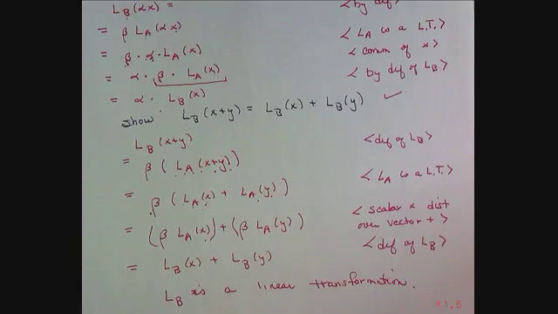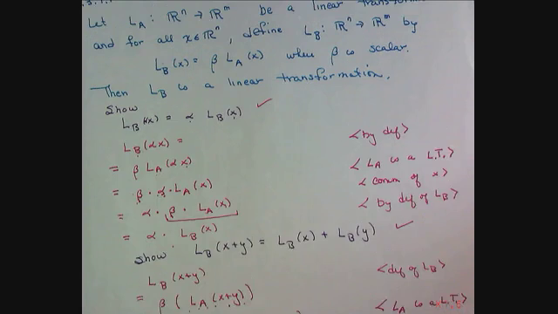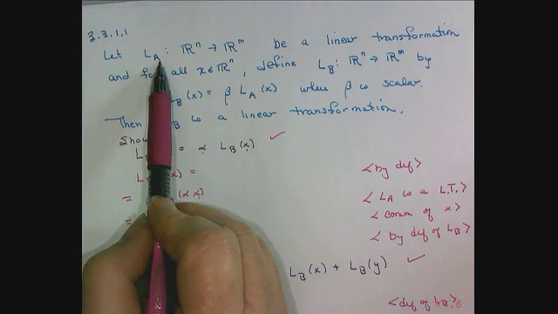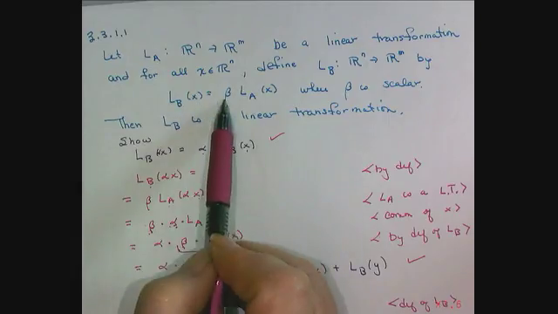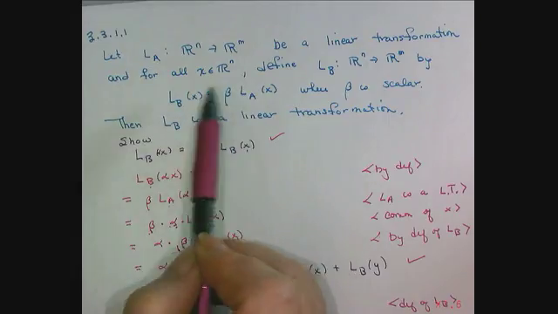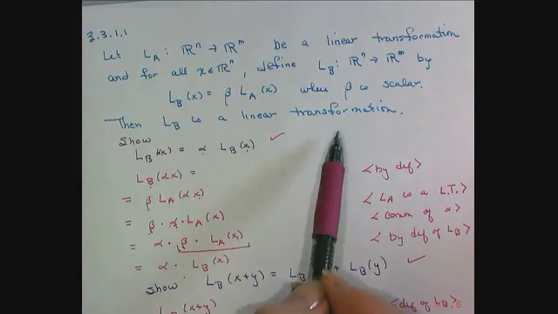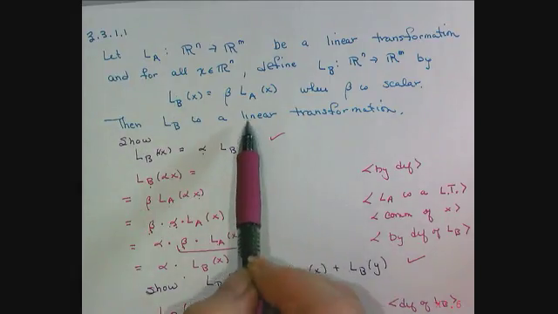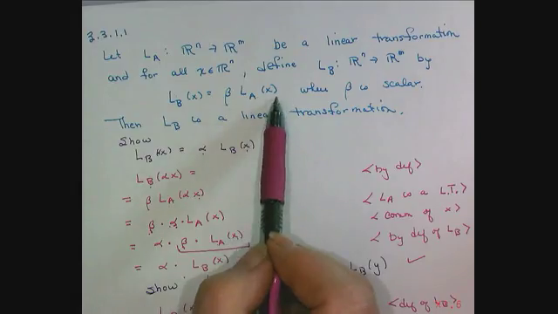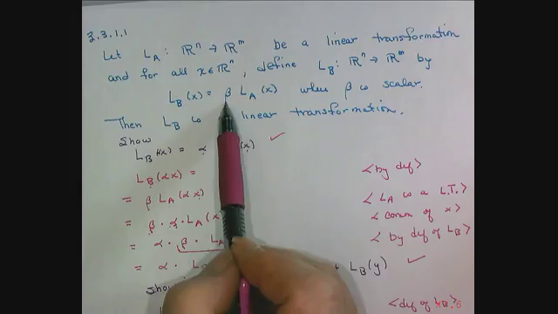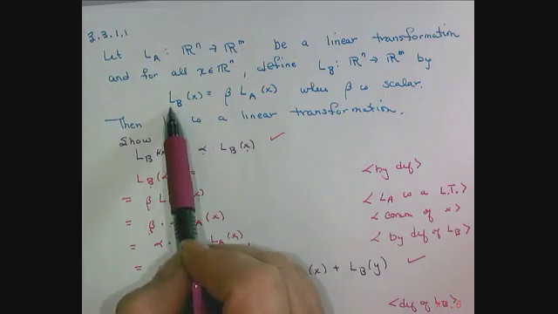We're done. So it's always the case that if L sub A is a linear transformation and L sub B is just a scalar times a linear transformation, then L sub B itself is a linear transformation. So in other words, in English, if you take a linear transformation and you multiply it by a scalar, then the result is another linear transformation.